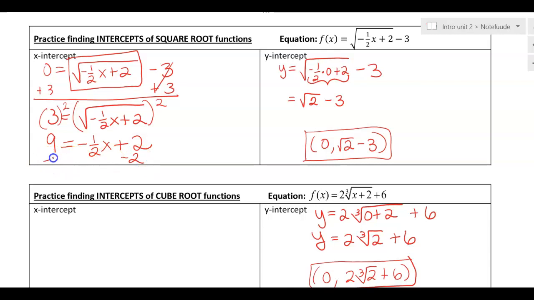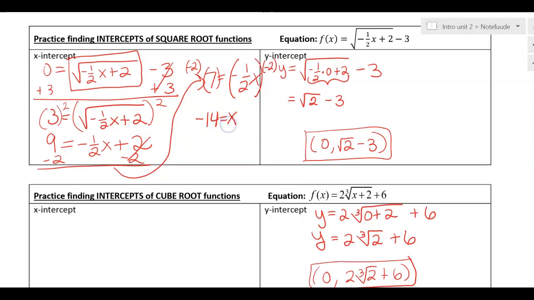So I'm going to subtract 2 from each side, and I'm going to end up with 7 equals negative 1/2 X. And then I'm going to multiply both sides by negative 2 to cancel that negative 1/2. And I'm going to get that X is equal to negative 14.